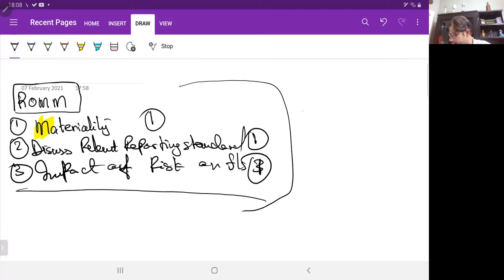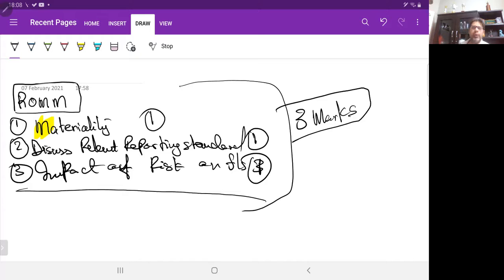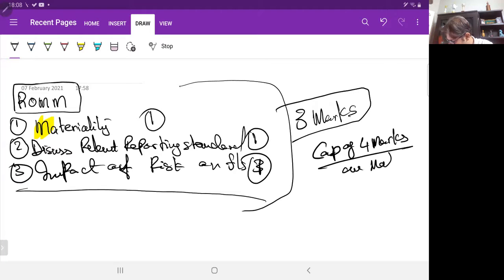The maximum marks you can avail on the audit in one point is 3 marks. Sometimes it is possible that you won't have materiality to calculate, or there is no reporting standard issue, so you will avail 2 marks as well. Another thing, there is a cap of 4 marks on materiality. That means you can gain a maximum of 4 marks by calculating materiality, not more than that.